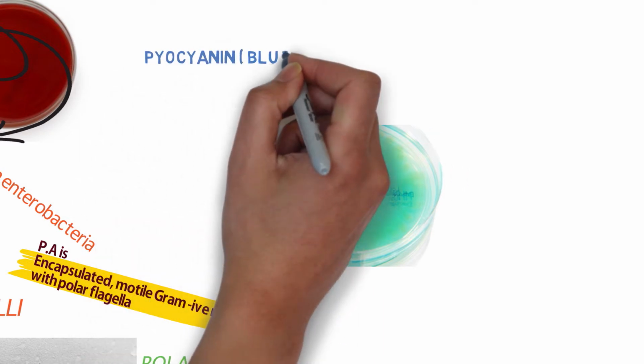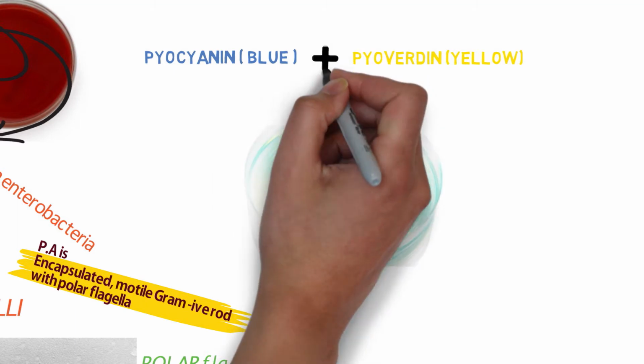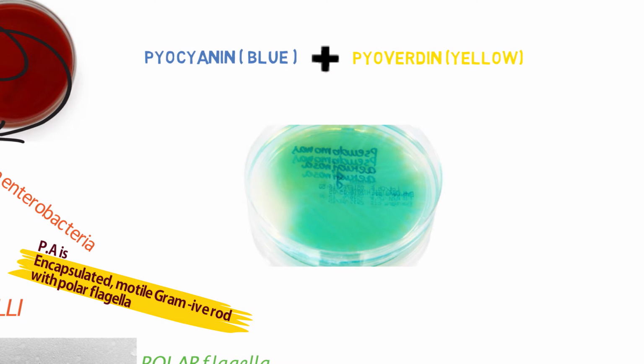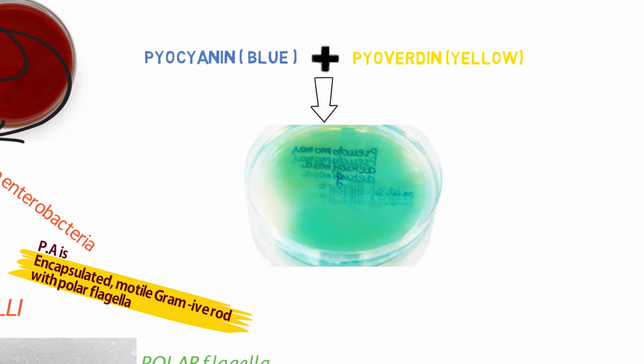Pseudomonas aeruginosa produces diffusible bluish-green pigment, which is a combination of pyoverdin and pyocyanin. Pyoverdin, yellow pigment; pyocyanin, blue pigment. This diffusible pigment gives a characteristic bluish-green color to the colony, and it diffuses into the media. Okay, you can see this pigmentation in this agar plate. This pigmentation can be seen in agar around the Pseudomonas aeruginosa growth.